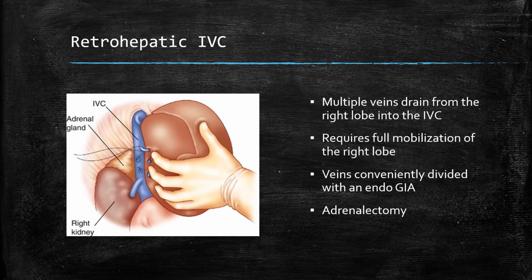To do a formal lobectomy requires dividing these veins, and so to access the inferior vena cava, you have to fully mobilize the right triangular and coronary ligaments. These veins are often most conveniently divided using an endo-GIA. And if you ever find yourself doing a right adrenalectomy, this is the exposure that you're going to need. The right adrenal vein enters the retrohepatic IVC posterolaterally, and so to gain access to this area requires full mobilization of the liver.